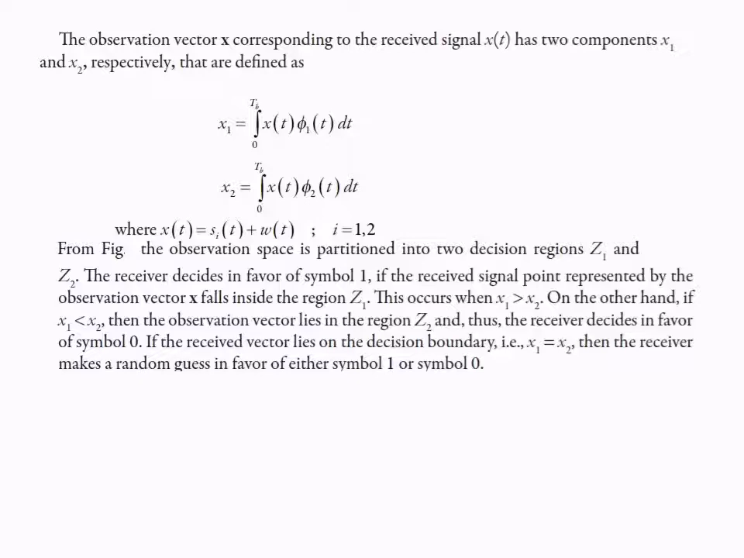x1 and x2 are the components of the observation vector x. Similarly, if the observation vector lies anywhere in the Z2 region, then the receiver decides in favor of symbol 0, and the condition is x1 will be less than x2. If the received vector lies on the decision boundary, that is x1 is equal to x2, then the receiver makes a random guess in favor of either symbol 1 or symbol 0.